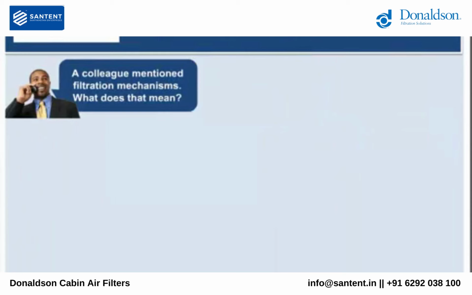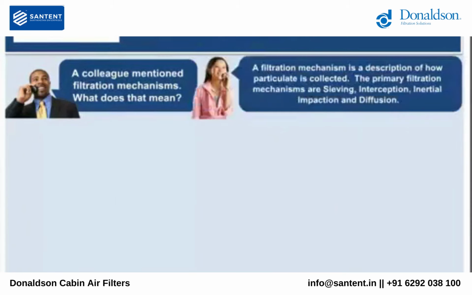A colleague mentioned filtration mechanisms. What does that mean? A filtration mechanism is a description of how particulate is collected. The primary filtration mechanisms are sieving, interception, inertial impaction, and diffusion. Let me provide more detail.